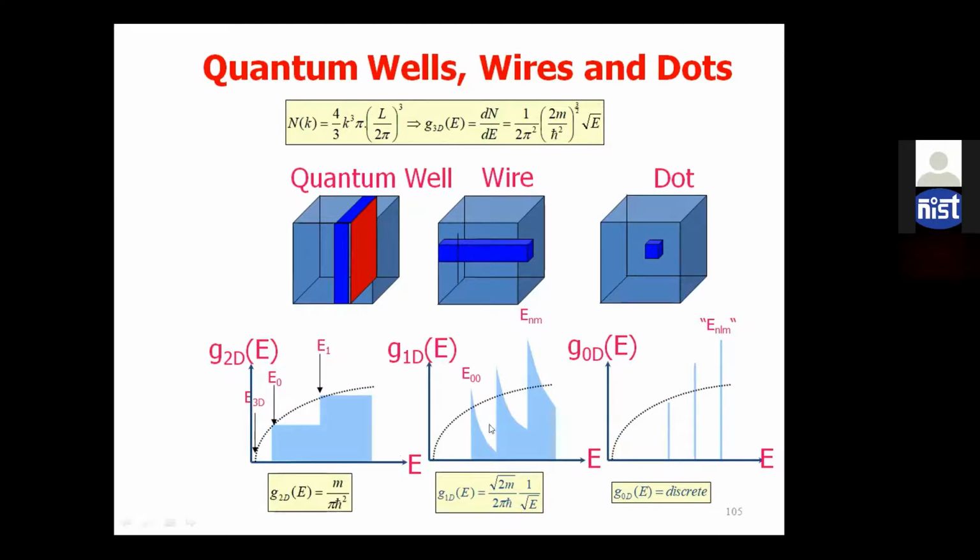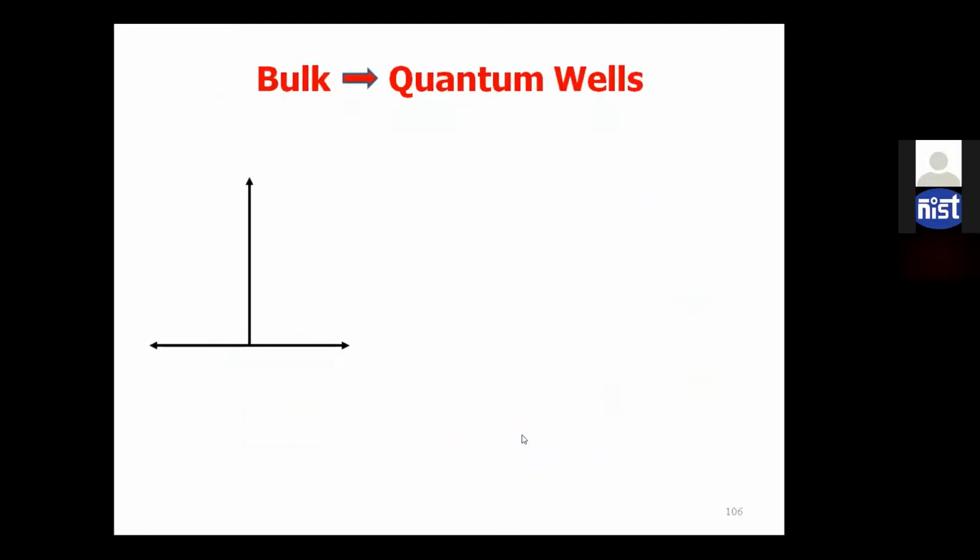Similarly, for a 1D, as I showed, the density of states depends upon the E to the power minus half dependence. So this is the distribution of density of states. And for a 0D, that is quantum dot, it depends upon the delta function. That means when you reach an energy, there is a sudden spike, the delta function. So there will be one at E0, then at E1, then at E2, like this. So these are the density of states.